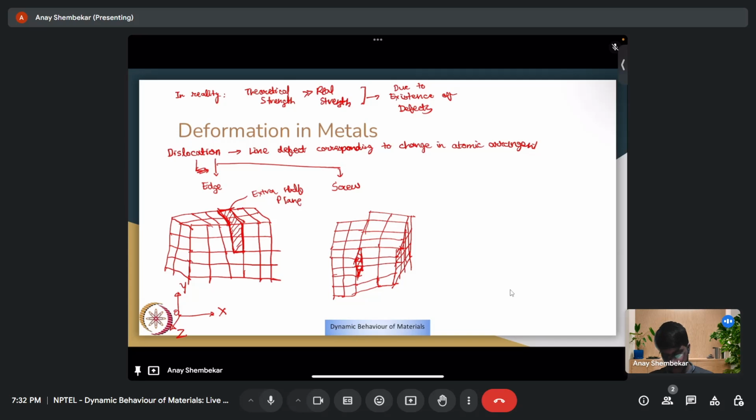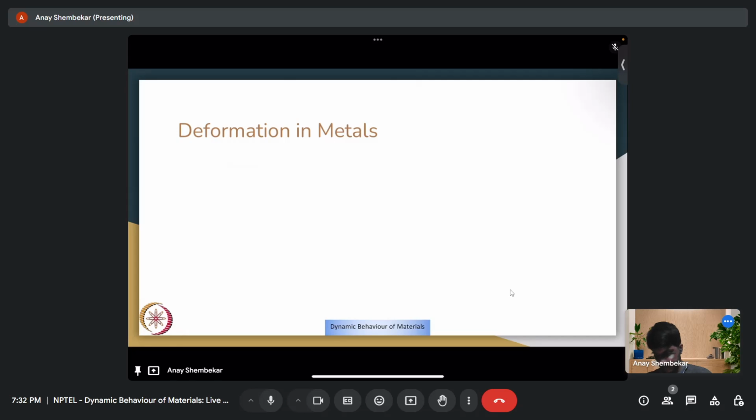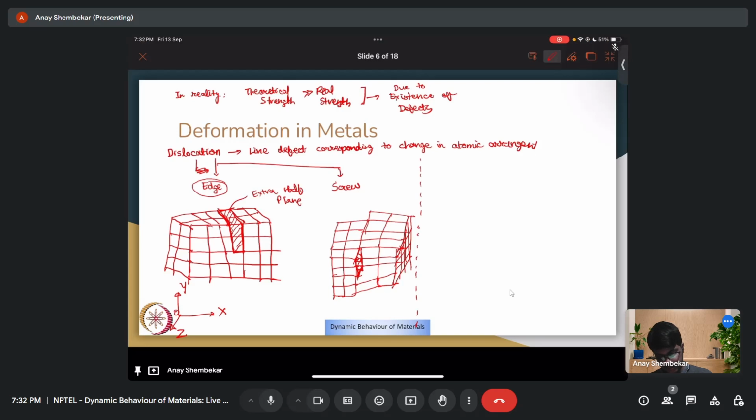So these are the two different types of dislocations. In particular, we are interested in the edge dislocation concerning our study of plastic deformation. So why do this? I'll draw it on a new page.